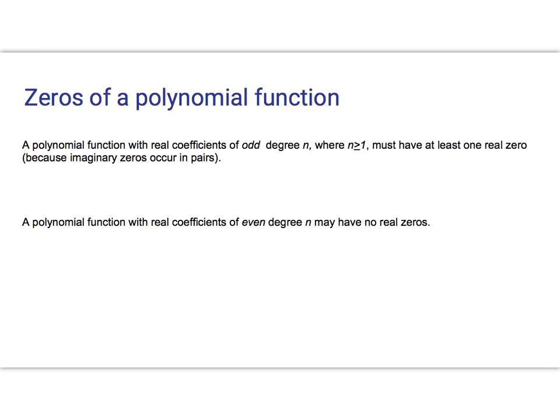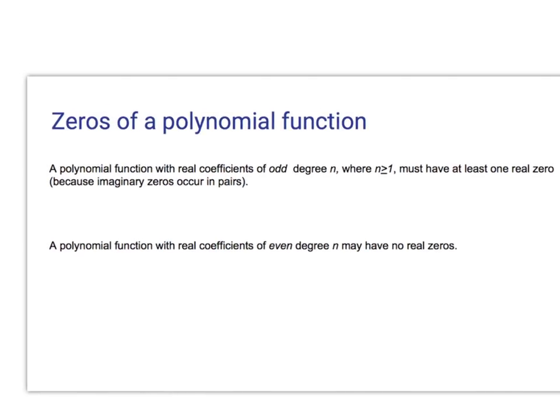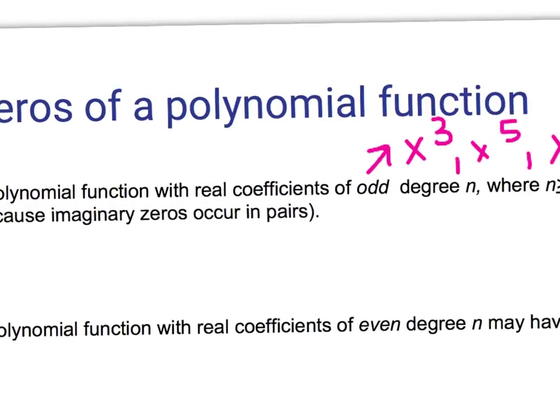And I know you're getting tired. We are almost done, okay? So, a couple things. A polynomial function with real coefficients of odd degree, so something like x to the third, x to the fifth, x to the seventh, must have at least one real zero because imaginary zeros occur in pairs. For example, let's look at x to the seventh. If I have a polynomial of x to the seventh, that polynomial has 7 zeros. First option is that all 7 of those could be real.